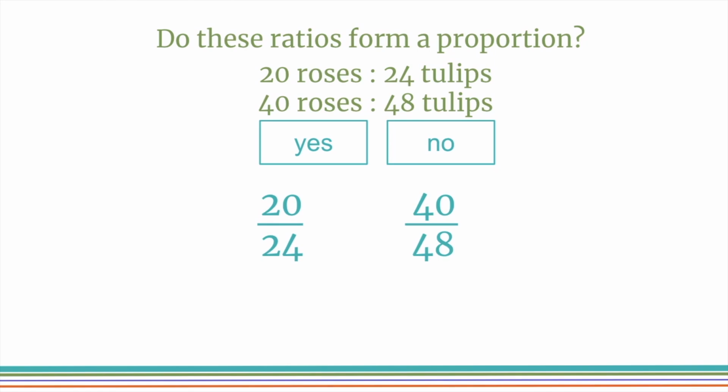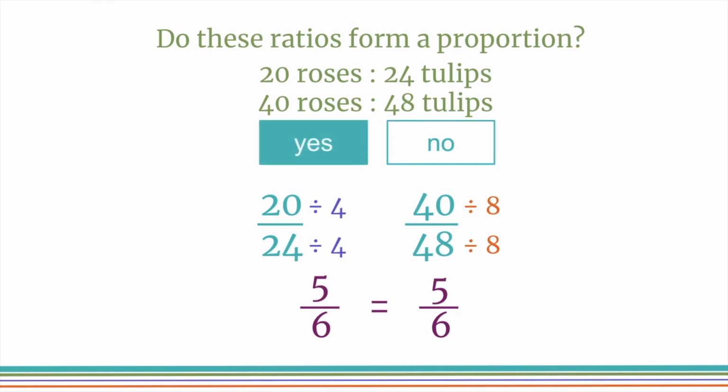The greatest common factor of 20 and 24 is 4. 20 divided by 4 is 5, and 24 divided by 4 is 6. The simplest form of 20/24 is 5/6. The greatest common factor of 40 and 48 is 8. 40 divided by 8 is 5, and 48 divided by 8 is 6. The simplest form of 40/48 is 5/6. Since the 2 fractions are equal in their simplest forms, the 2 ratios form a proportion.